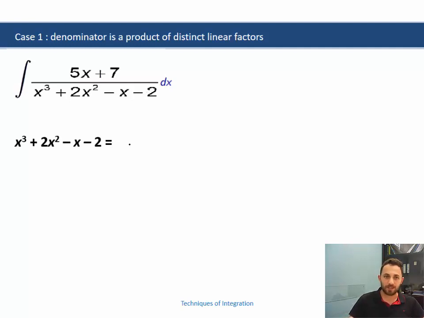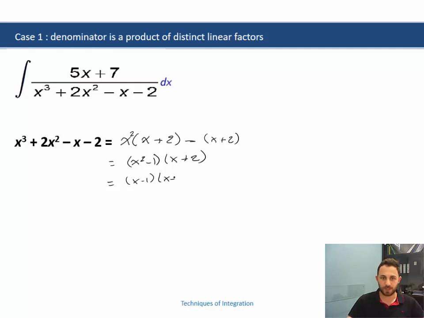So, in this case, we can take x squared as a common factor between those two terms. Then the remaining part is x plus 2. Between those two parts, we can take the minus as a common factor. Then we end up with x squared minus 1, and we take x plus 2 as a common factor. And we know this x squared minus 1 can be factorized into x minus 1 and x plus 1. So the denominator can be factorized into distinct factors: x minus 1, x plus 1, and x plus 2.